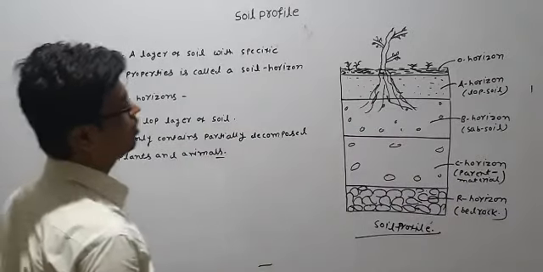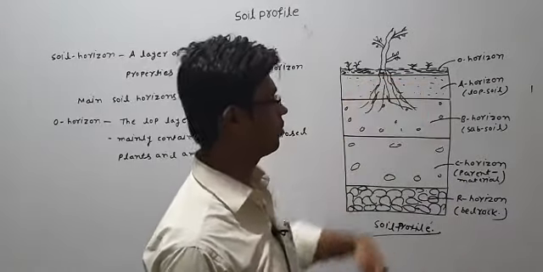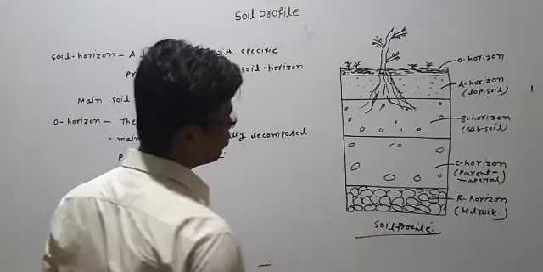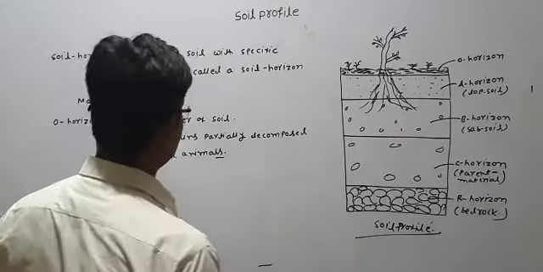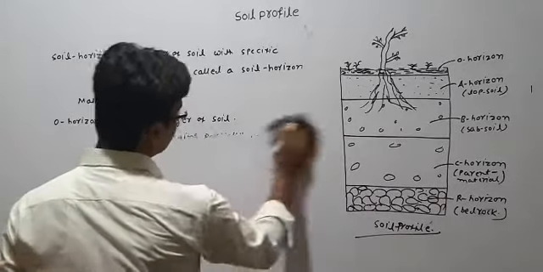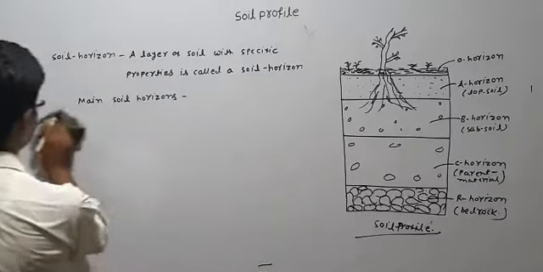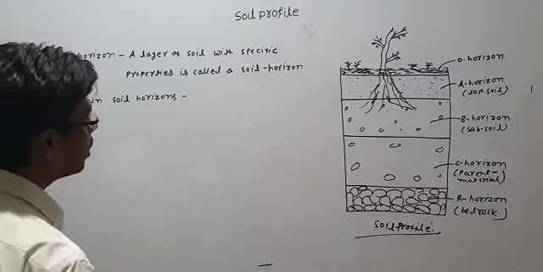Somewhere you will not get this O horizon directly, they will start from the A horizon. O horizon is considered inside that A horizon also, but in detail they are just printed like that. Now you see, after the O horizon we have second one, that is A horizon.